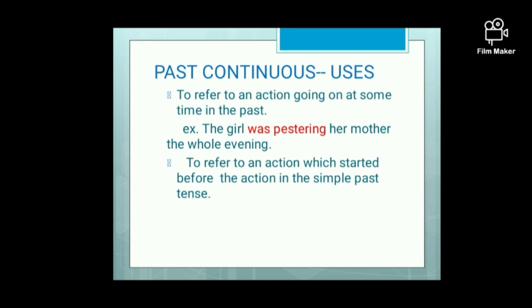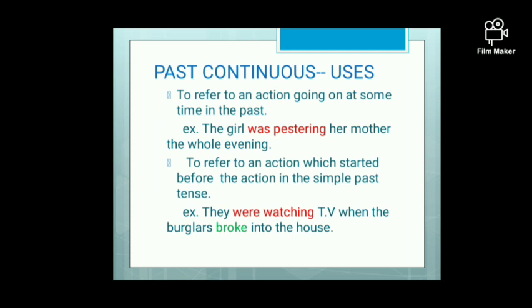To refer to an action which started before the action in the simple past tense, we use past continuous tense. Look at the example. They were watching TV when the burglars broke into the house. So there are two actions there, watching TV and breaking into the house. When the second action, that is simple past tense, happened, you have another action there which was in progress, which started before the action in the simple past tense. They were watching TV when the burglars broke into the house.